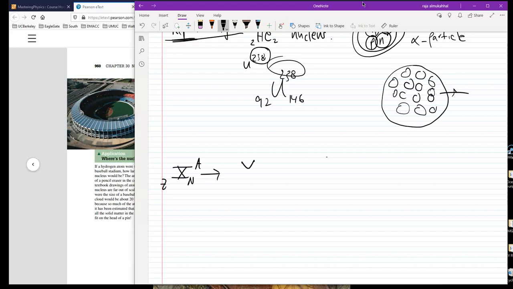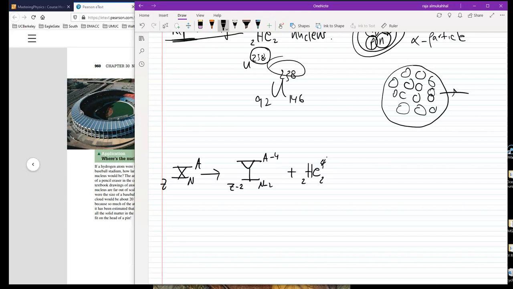it becomes something else. We're going to call it Y. What will happen is that when it disintegrates, because it is emitting a helium nucleus, 4, 2, 2, that means this N is going to subtract by 2 because the helium will take 2 neutrons, and the Z will subtract by 2, and A in this case will subtract by 4. So it becomes something like this: Z minus 2, N minus 2, and A minus 4.